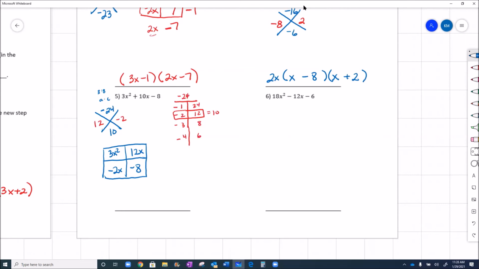Now we go through each row and each column and take out the GCF. So my GCF between 3x squared and negative 2x is just x. My GCF between 12x and negative 8 is 4. My GCF between negative 2x and negative 8, since they're both negative, I'm just going to take the negative out right now, negative 2. And my GCF between 3x squared and 12x is 3x. Again, we can go through, make sure that all these products match up and that we're getting the right signs inside these boxes. And we see that we do. So we get 3x minus 2 and x plus 4.